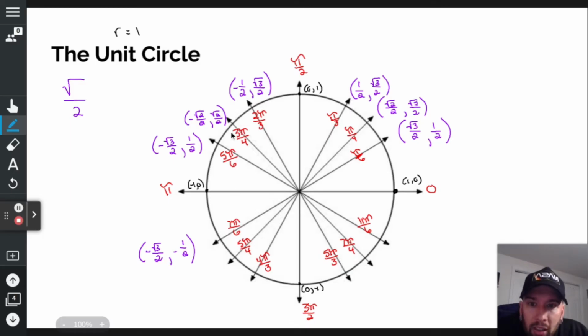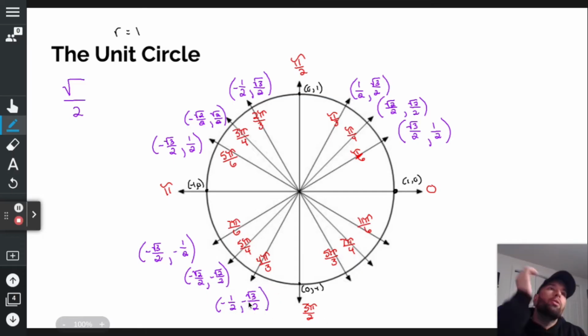You are basically the same as that, which is negative root 2 over 2, but also negative root 2 over 2 because we're in the third quadrant, where everything is negative. You line up with that, so negative 1/2, negative root 3 over 2.